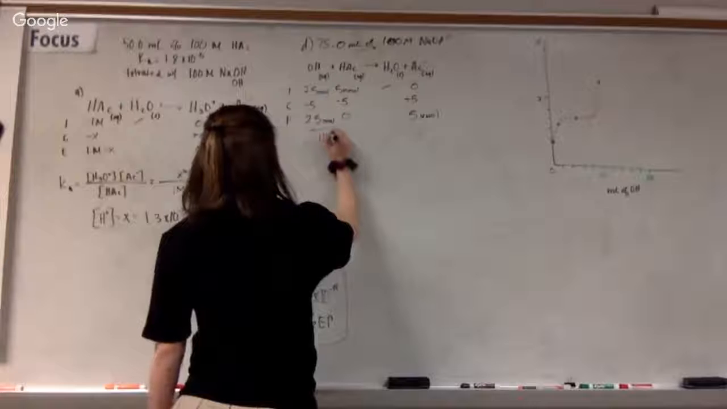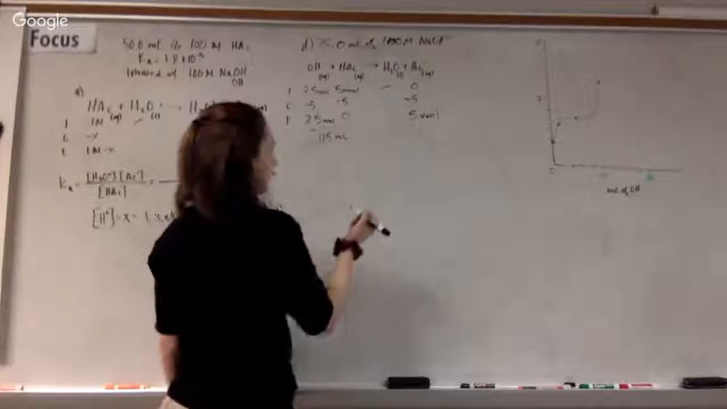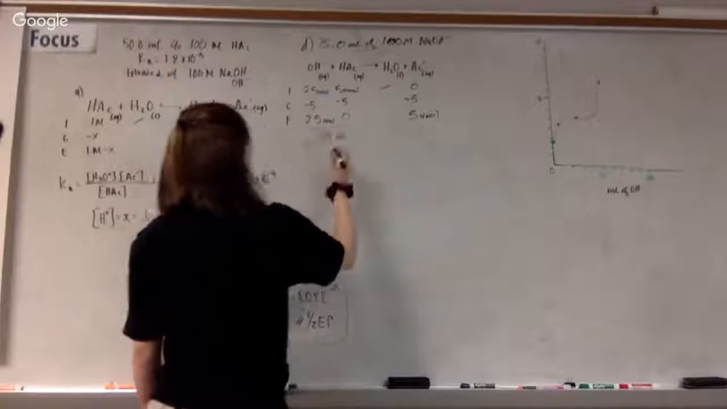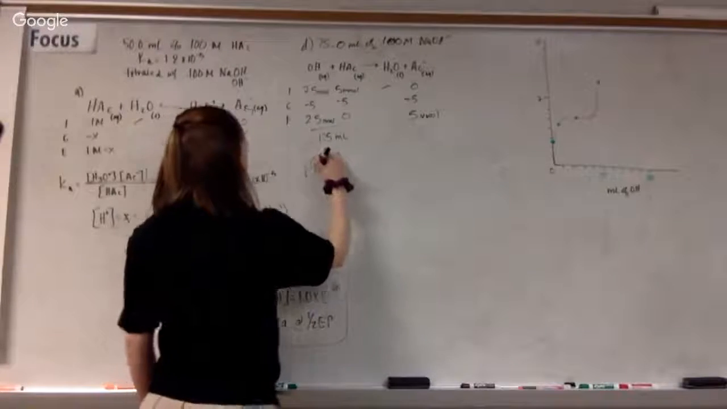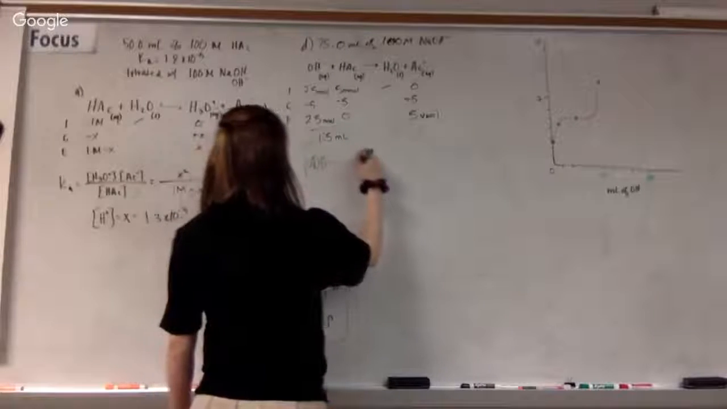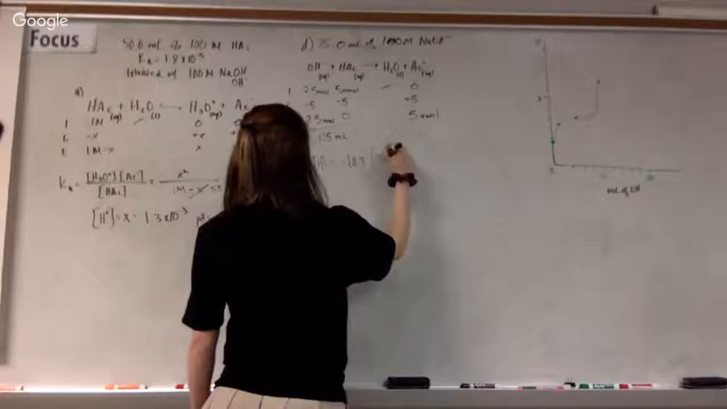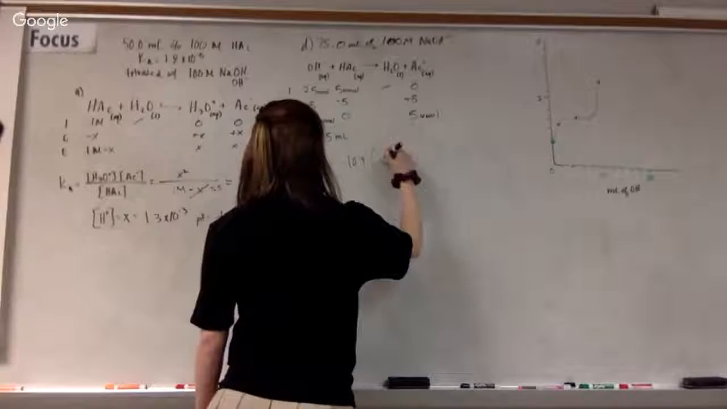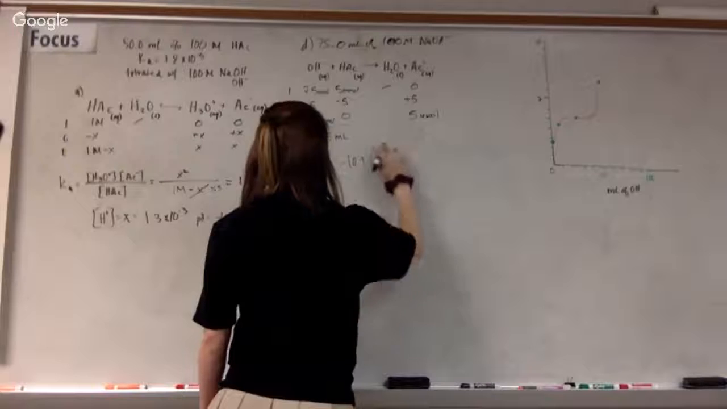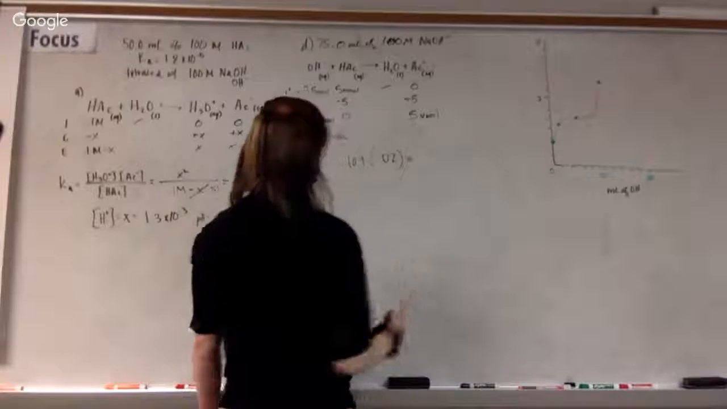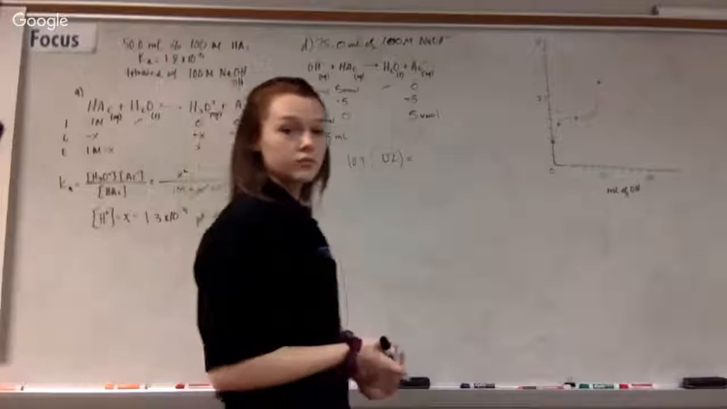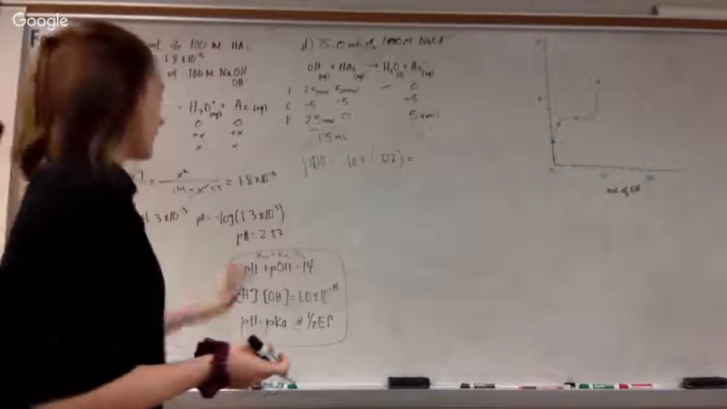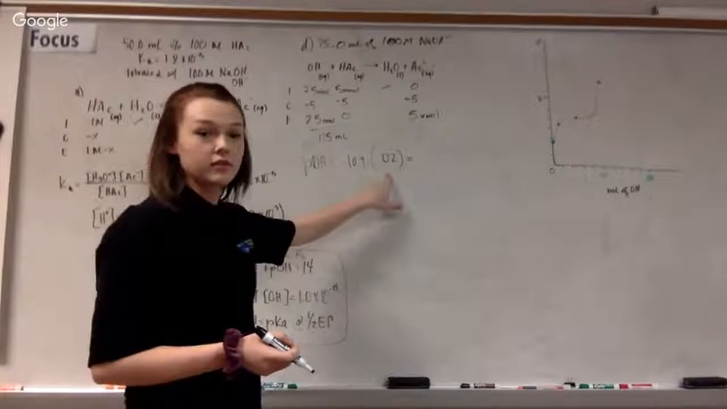Is that 115 or 125? 125. And you're going to like problems where you've overrun the buffer, because it makes your problem really, really simple. All you have to do is divide by the volume and take the negative log. Now be careful here, because isn't this the negative log of the OH minus? Yes. So what do you end up with?